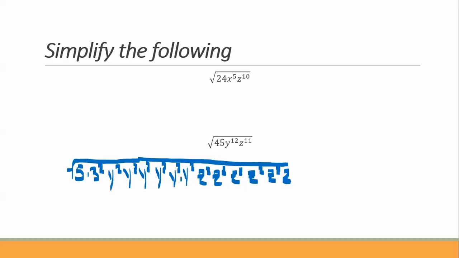Now we want to take out our perfect squares. We'll put our square root over here. 5 isn't a perfect square, so we're going to leave it under the root. 3 squared, the square root of 3 squared is 3. The square root of y squared is y, and we have 1, 2, 3, 4, 5, 6 of them, so it's y to the 6th. The square root of z squared is z, and we have 1, 2, 3, 4, 5 of them, so it's z to the 5th. And then we have this extra z that we leave under the root.